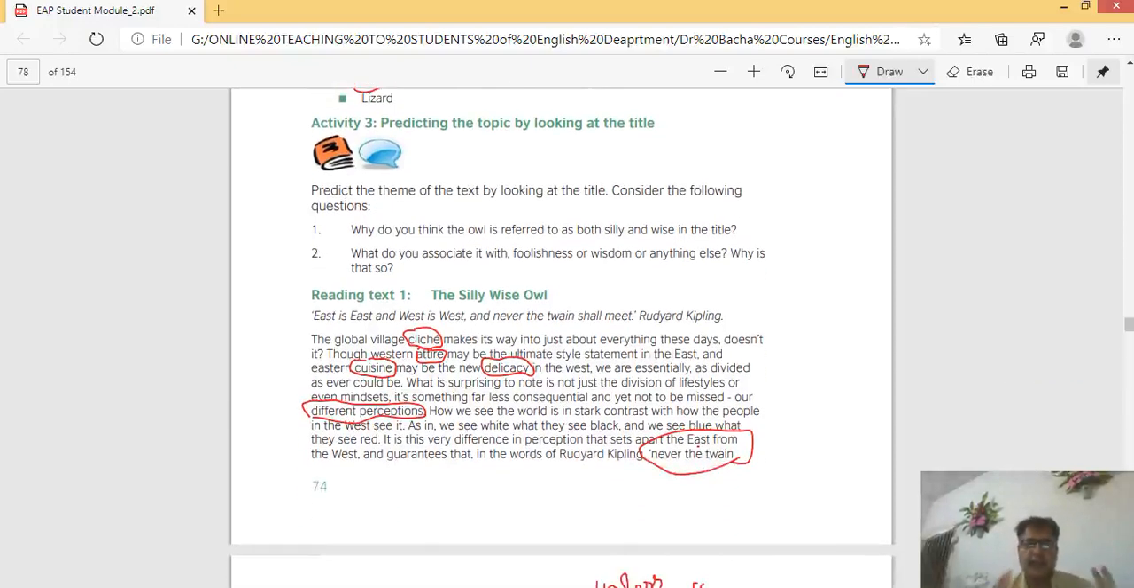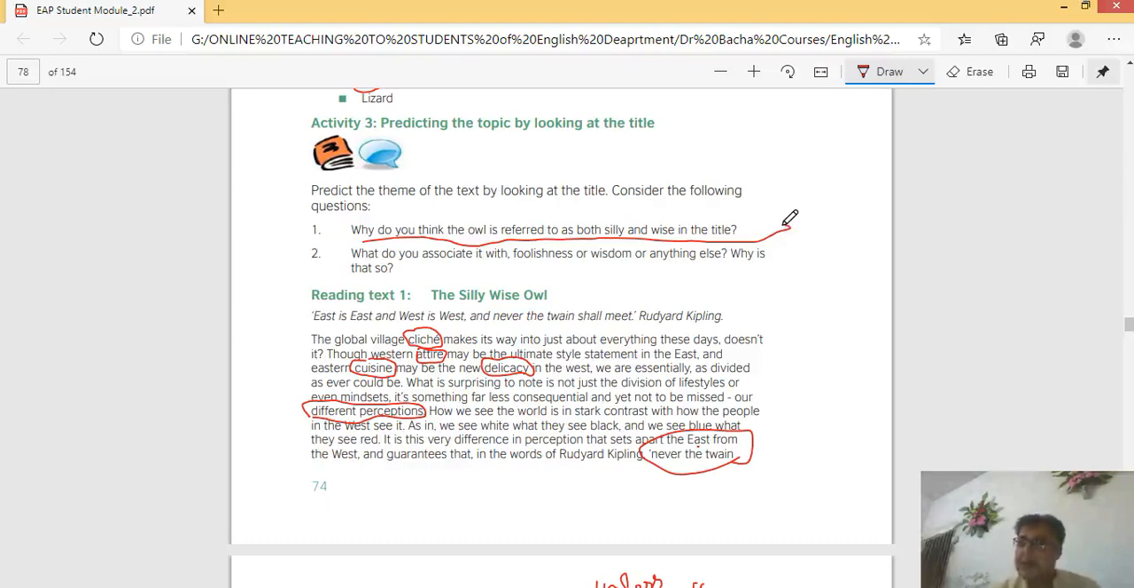I have to be as brief as possible. Activity 3, that is predicting the topic by looking at the title. Predict the theme of the text by looking at the title. Consider the following question. Like for example, you should just look at this. Why do you think the owl is referred to as both silly and wise in the title, right?